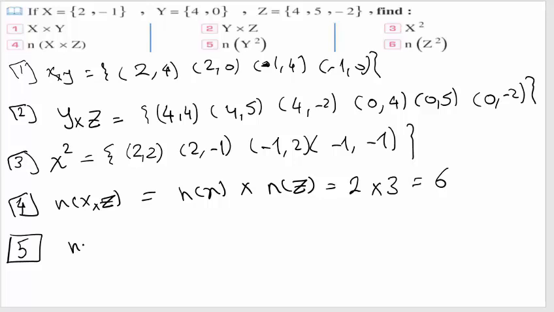He's just asking me to find the number 5, number of y squared. Number of y squared, I see that y has only 2 images, which is 4 and 0, so it will be 2 to the power 2, which is 4.